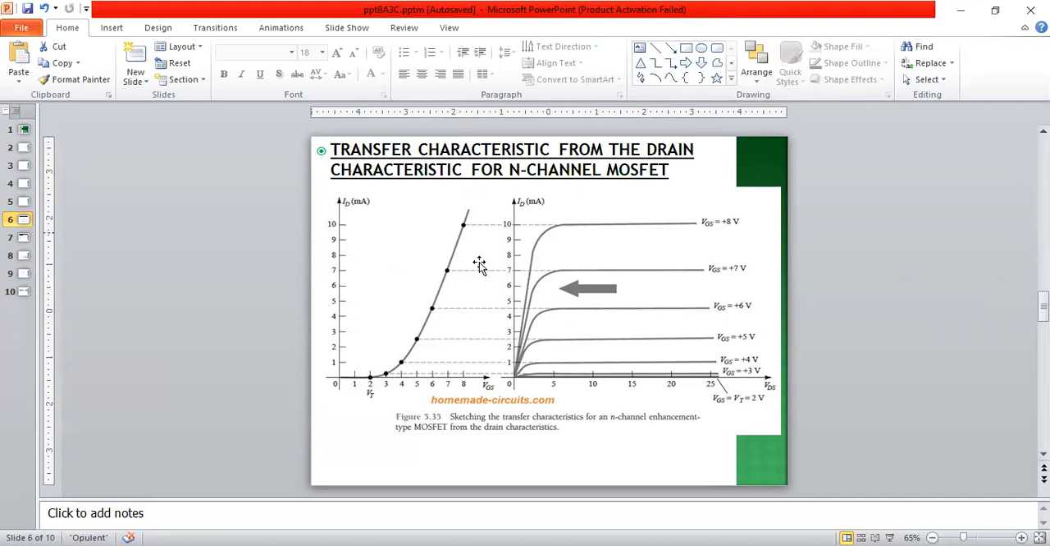After that, just connect these points and you can get this line. So what you need to do is put the axis values, draw some horizontal lines, and then connect these points. Then you can get the transfer characteristics curve from this drain characteristics of n-channel MOSFET.